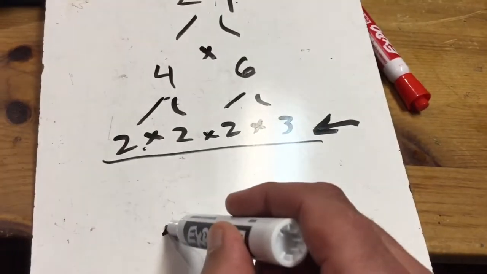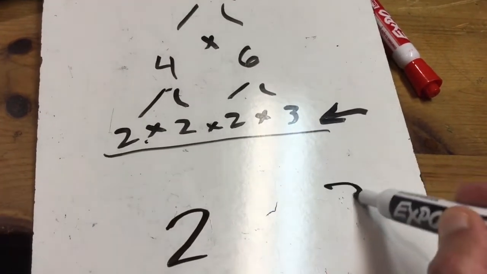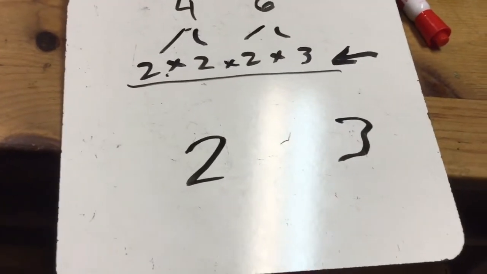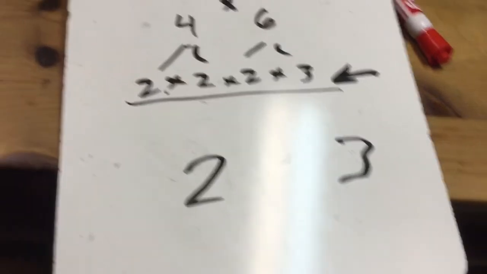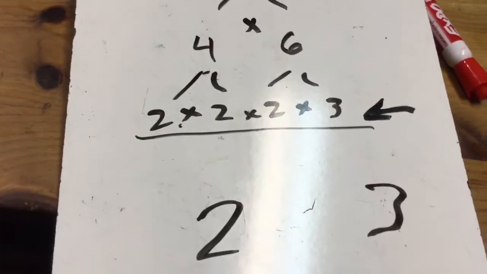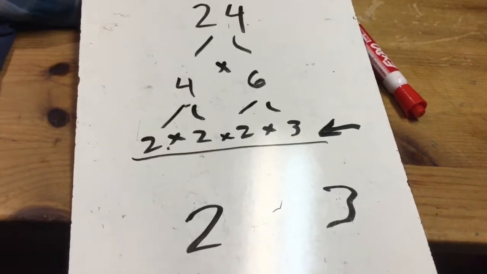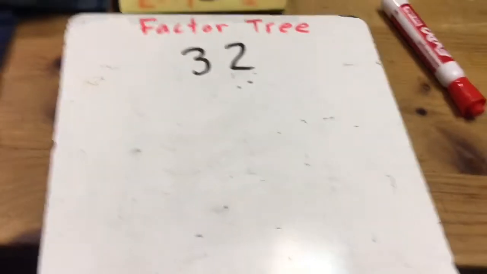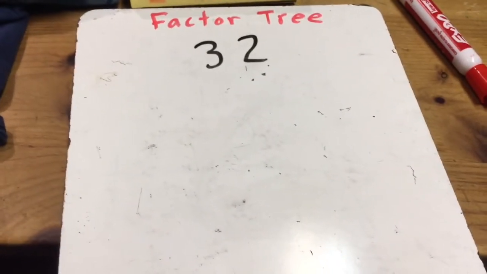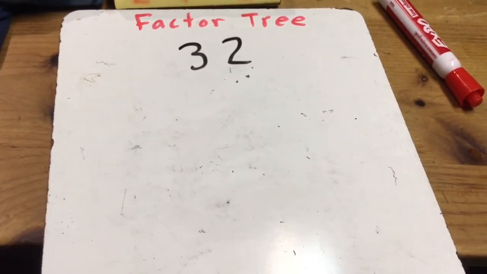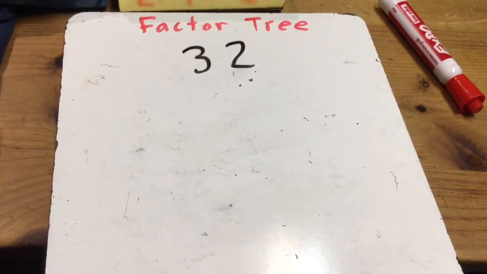Let me give you a hint, children. Your bottom row is going to be full of 2s and 3s. Okay? So that's a big fat hint. Notice my first example, full of 2s and 3s. Let's try another number for the factor tree. Example number 2. Okay, 32. First thing I got to do is split it because I need to make a factor tree.